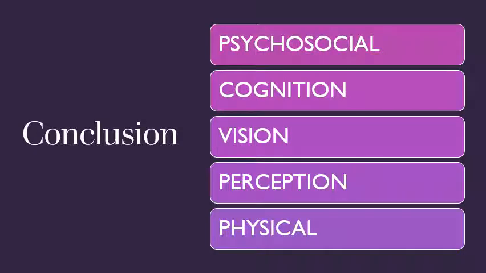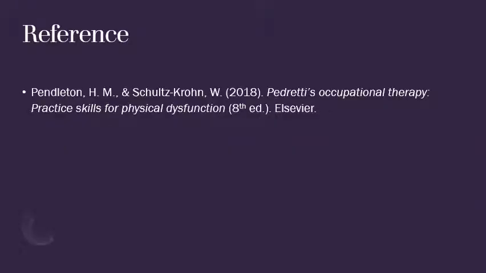To recap, TBI impacts psychosocial, cognitive, vision, perception, and physical functioning in various ways and to various degrees depending on the type and location of injury. I have briefly skimmed the surface of some of these things and hope that you have been able to find something that will be helpful for you when working with students who have a TBI.